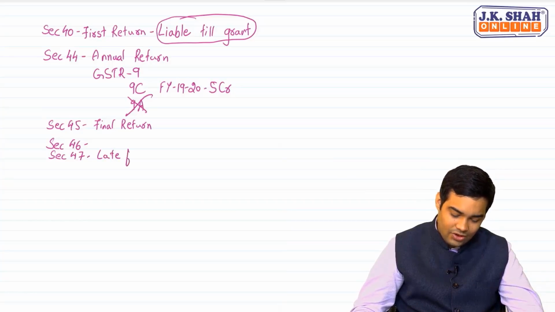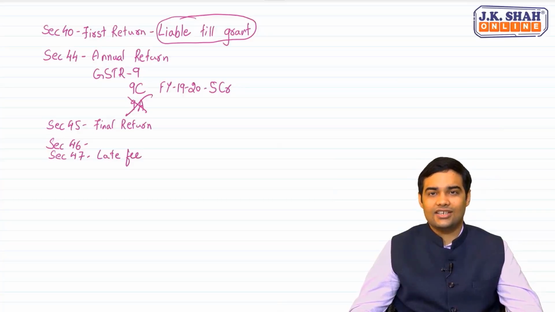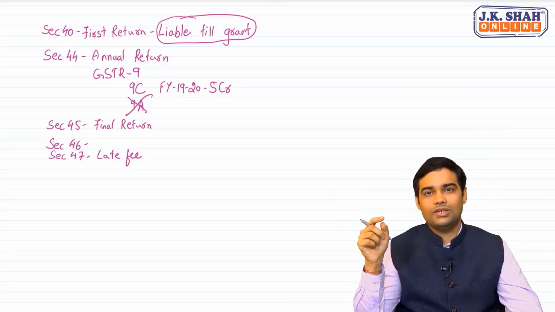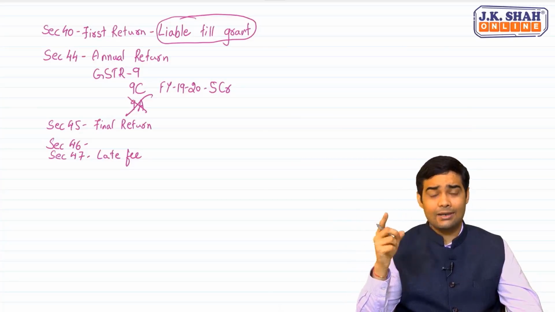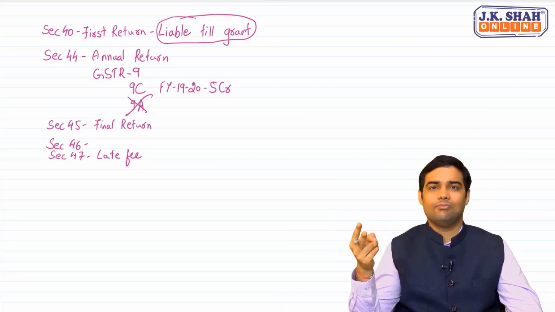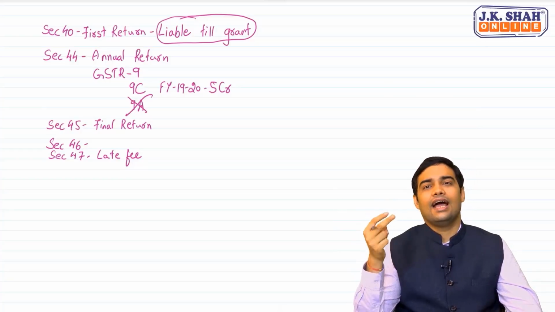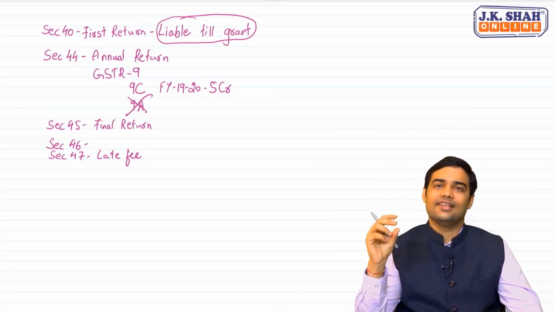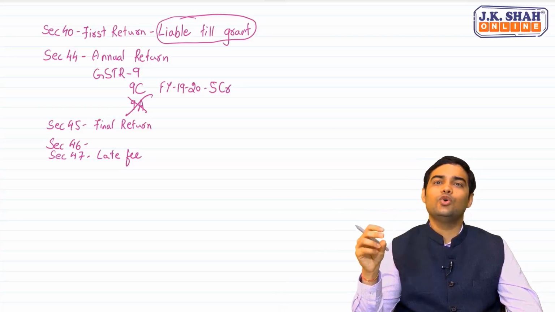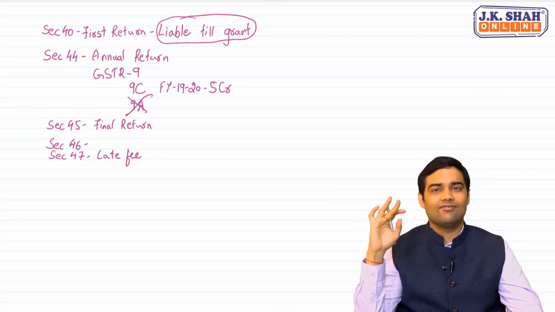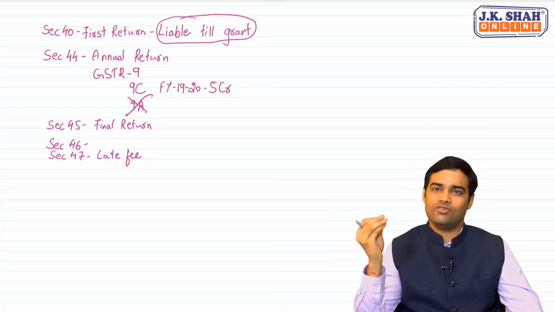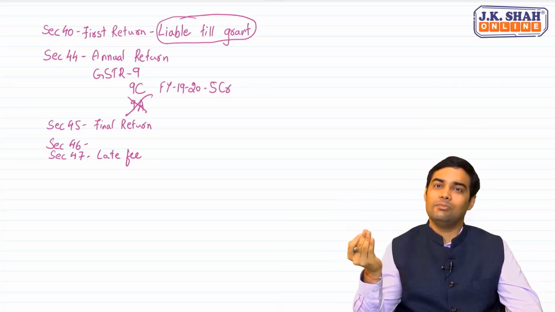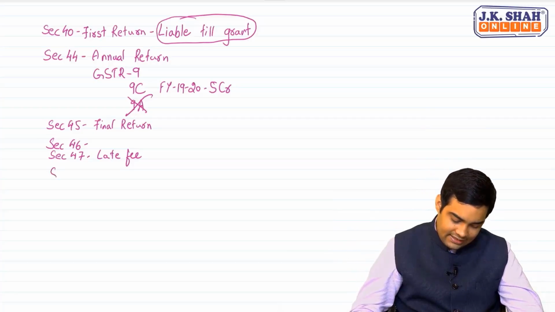Late fee for any return other than annual return would be 100 rupees per day or 5,000, whichever is lower. Remember, this is CGST Act, so same provision will apply in SGST Act. And if it is annual return, then 100 rupees per day or 0.25% of turnover in a state, whichever is lower. Again, this is for CGST Act, so same provision is there in SGST, so late fee will be doubled. And then section 48, GST practitioner.